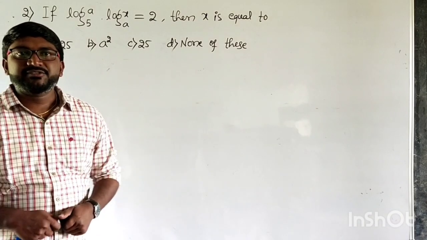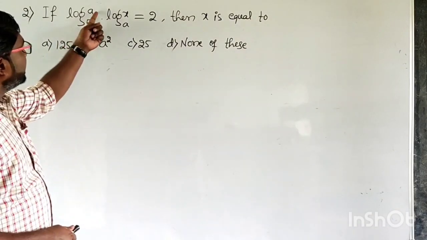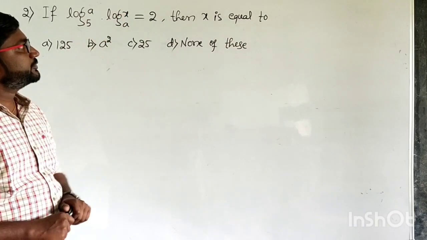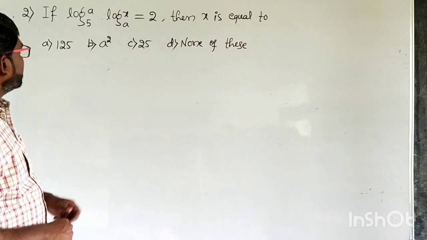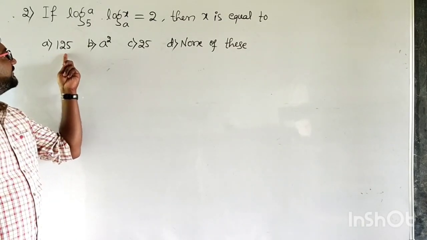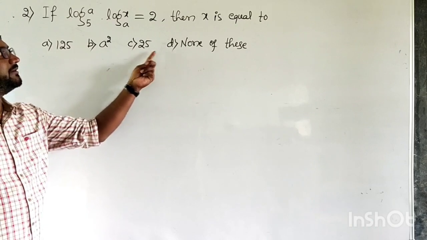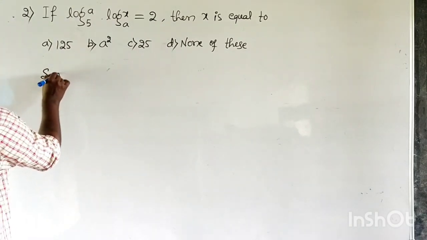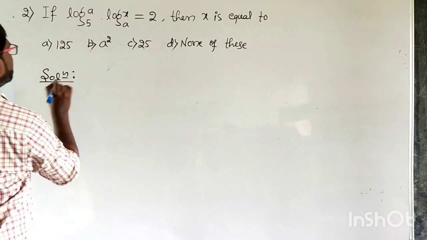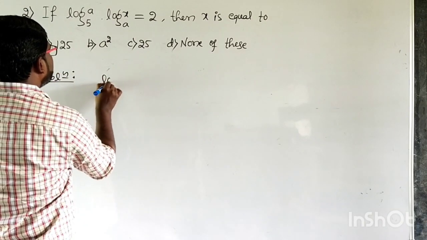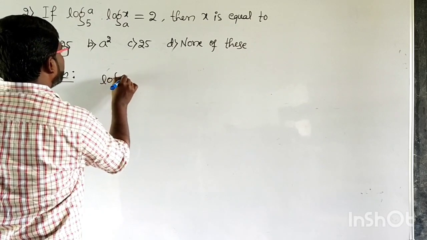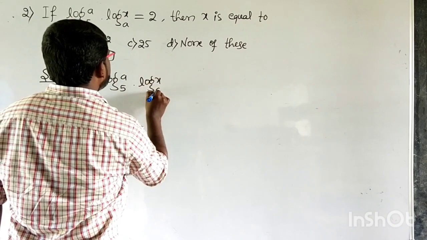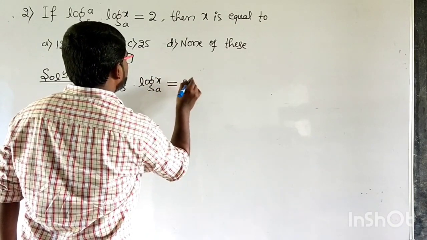Then the second multiple choice question is: if log a to the base 5 into log x to the base a is equal to 2, then x is equal to. The four options are 125, a square, 25 and none of these. So let us go ahead with the solution. I write the given function as it is, log a to the base 5 into log x to the base a which is equal to 2.